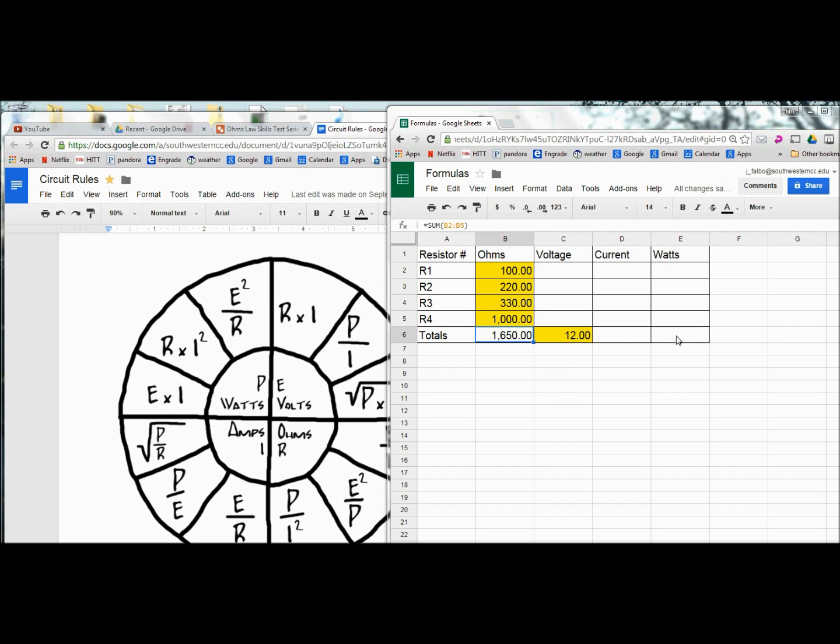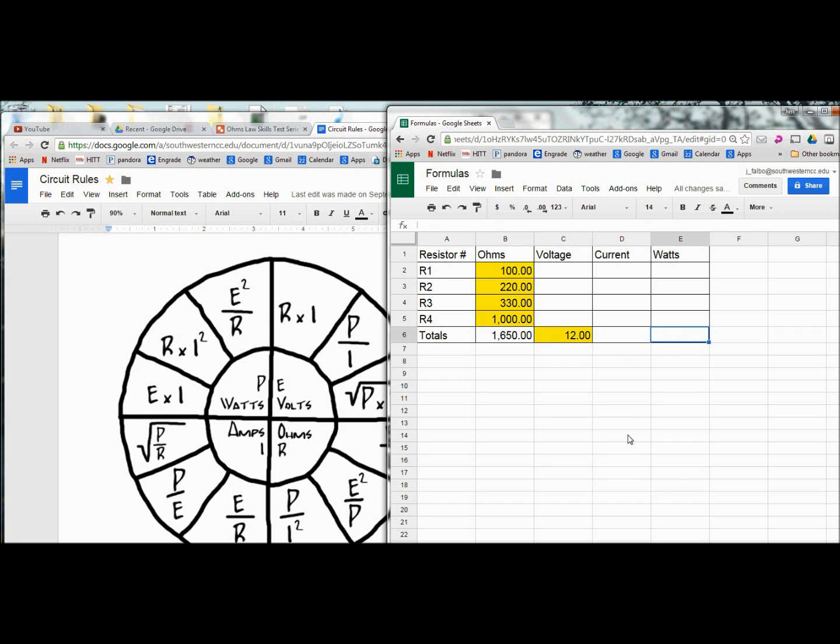Okay, another way to figure out wattage, when I know ohms and voltage, I look at, okay, I don't have my amperage. You can see my amperage column is empty. So I can't use this formula. So I'm down to this one, E squared over R, the voltage squared divided by resistance. That's the only one I can do to solve for my total wattage.